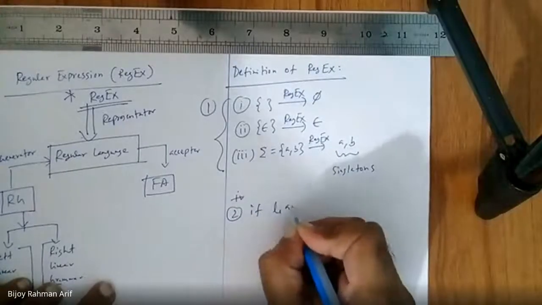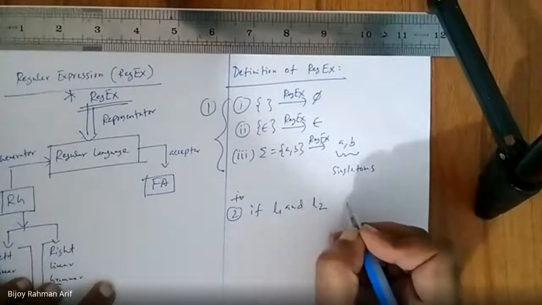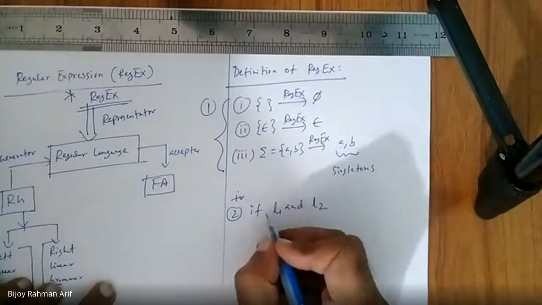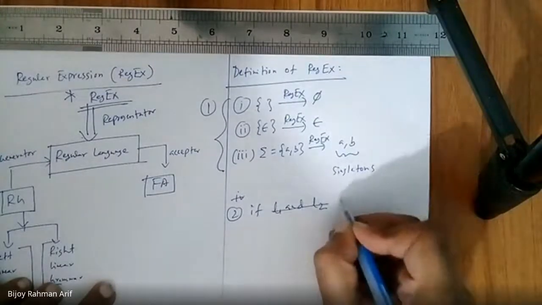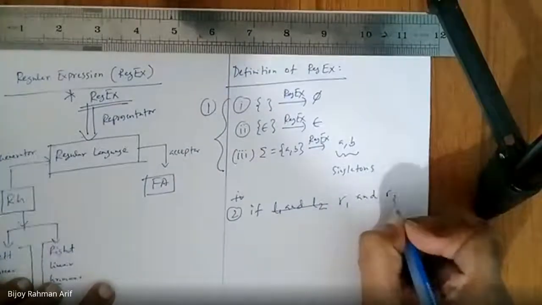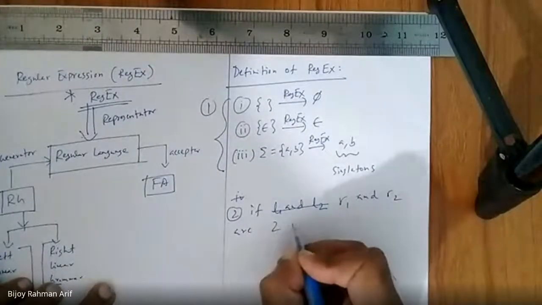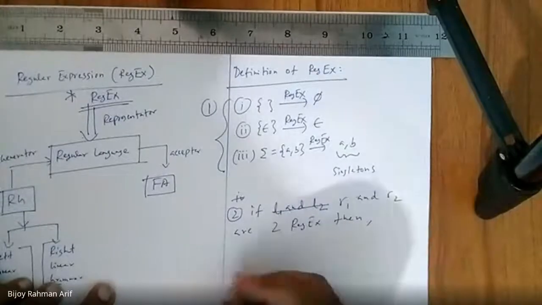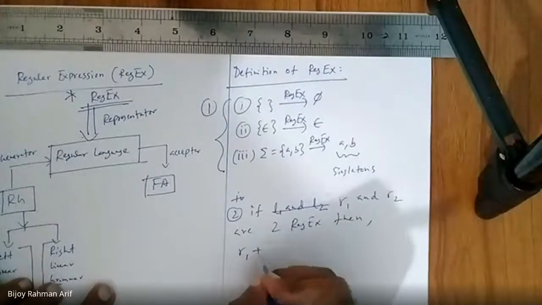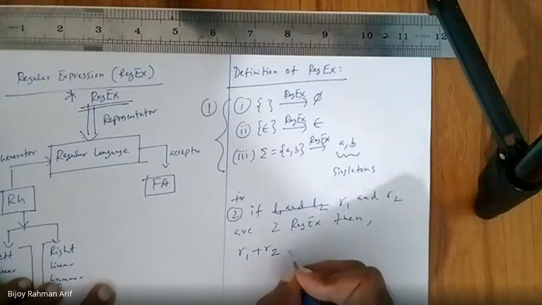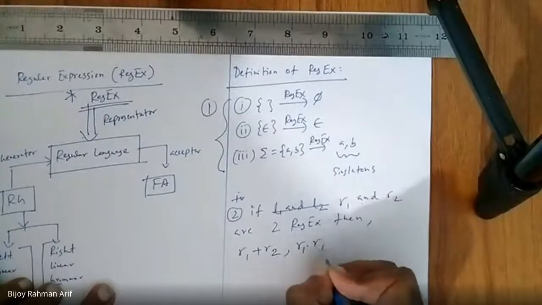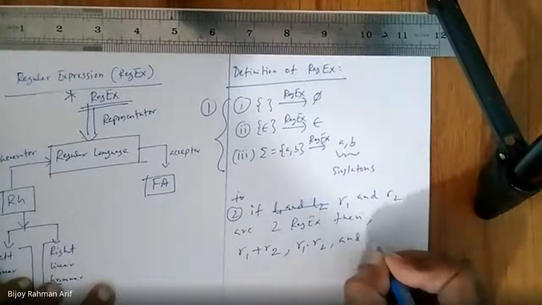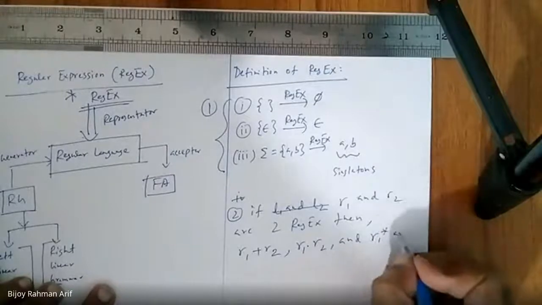And number 2 is, if R1 and R2 are two regex, then R1 union R2, R1 concatenate R2, and R1 Kleene star are also regex.